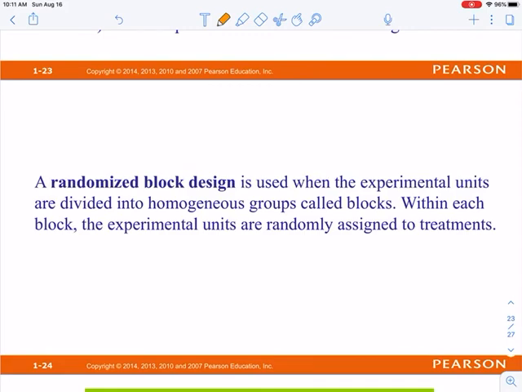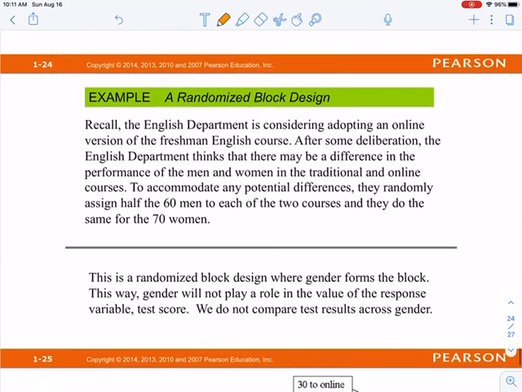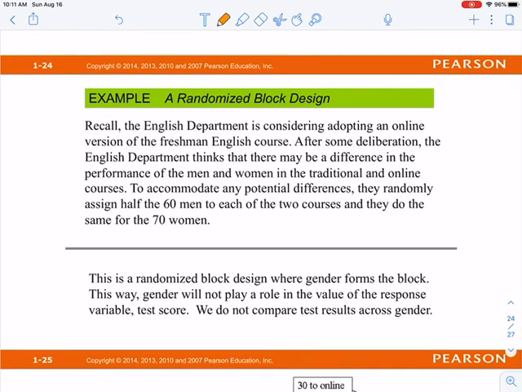So we're going to go back and look at our English department again, who's trying to do online versus in-person instruction. Recall the English department is considering adopting an online version of the freshman English course. After some deliberation, the English department thinks that there may be a difference in the performance of men and women in their traditional and online courses. To accommodate any potential differences, they randomly assign half of the 60 men to each of the 2 courses, and then they do the same for the 70 women. When you do it that way, that's called a randomized block design.